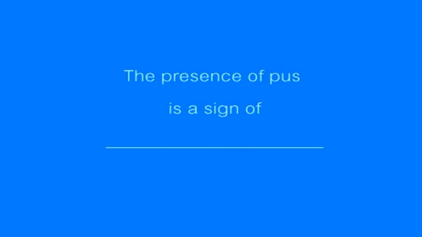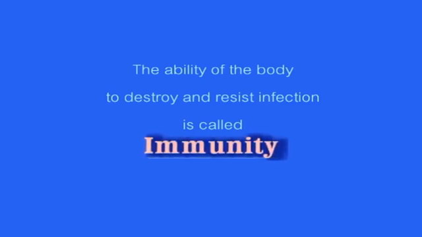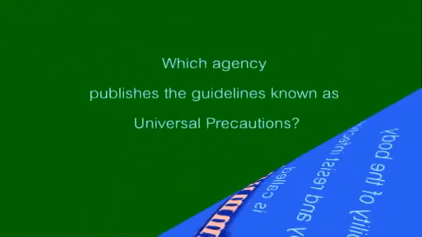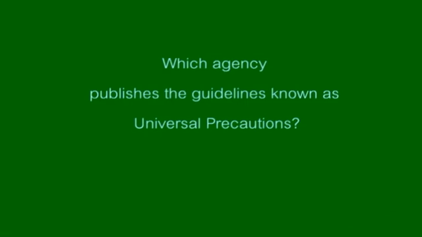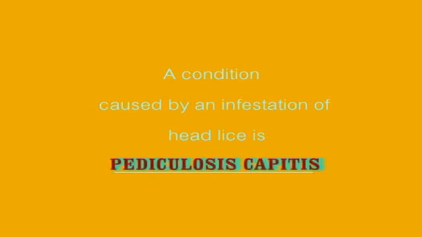The presence of pus is a sign of bacterial infection. The ability of the body to destroy and resist infection is called immunity. Which agency publishes the guidelines known as universal precautions? OSHA. A condition caused by an infestation of head lice is pediculosis capitis.